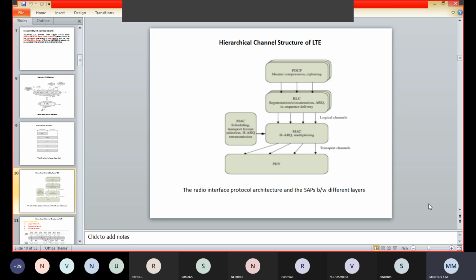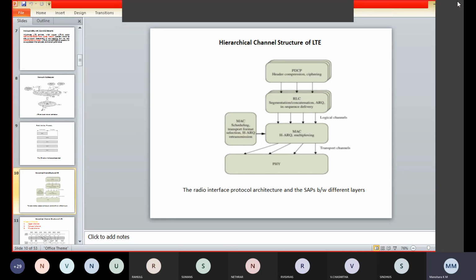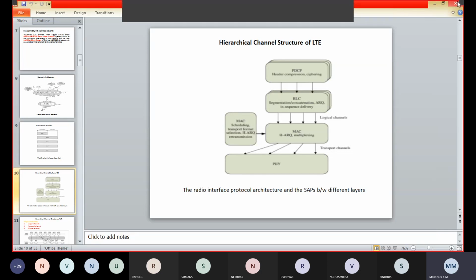In the downlink transport channels, we have DL-SCH, that is the downlink shared channel, the broadcast channel, that is BCH, the multicast channel, that is MCH, and last we have the paging channel, that is PCH. So these are the four channels which we have in the downlink transport channel. First we have DL-SCH, that is the downlink shared channel.